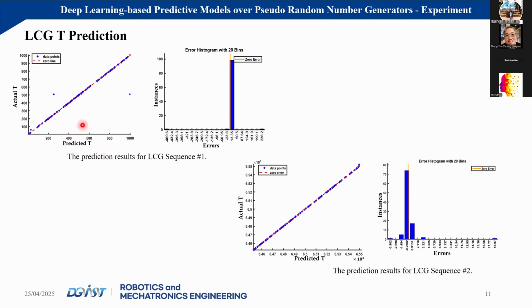In the first sequence, we noticed 2 outliers. However, most of the points are aligned towards the red diagonal line. For sequence number 2, there are no outliers, but we can still see some errors occurring.